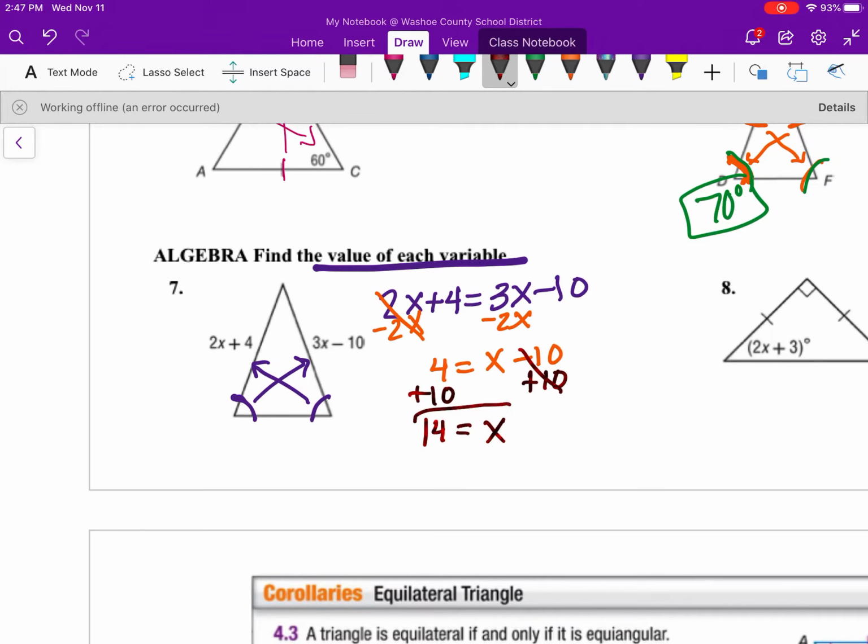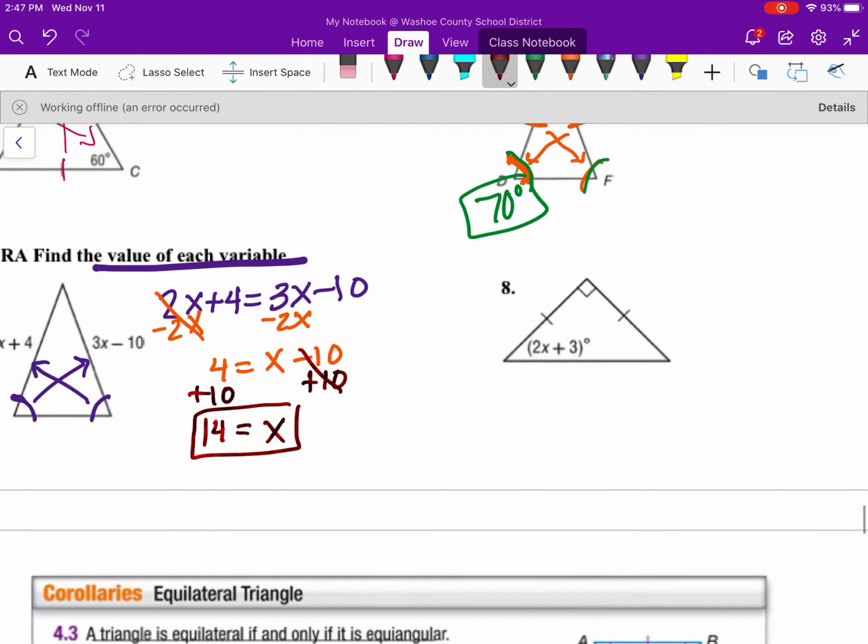So I get x equals 14. And that's my answer. Number 8 is very similar, but this time I'm given the actual angle value. So these sides are congruent to each other, therefore their opposite angles are congruent to each other.